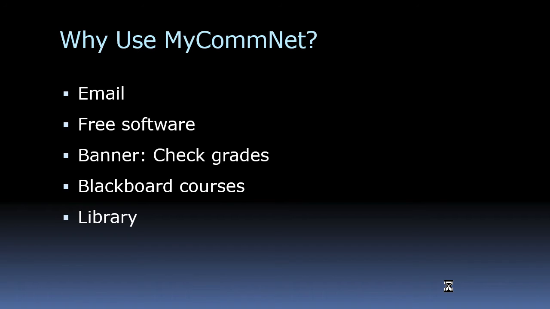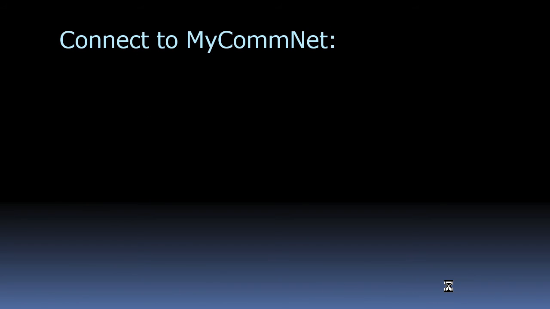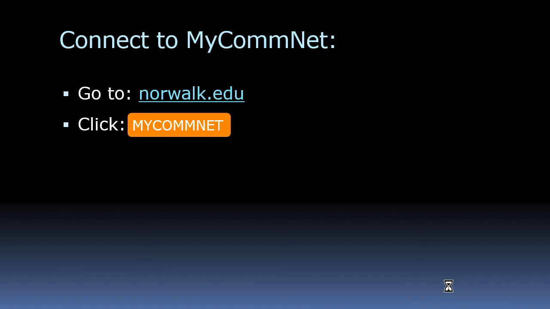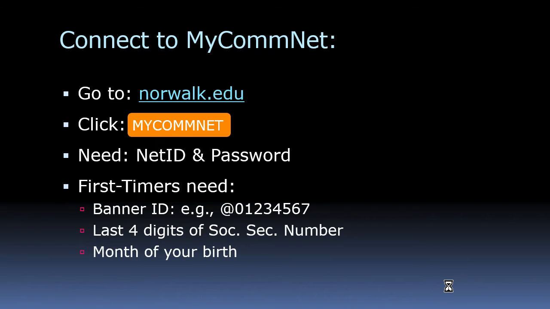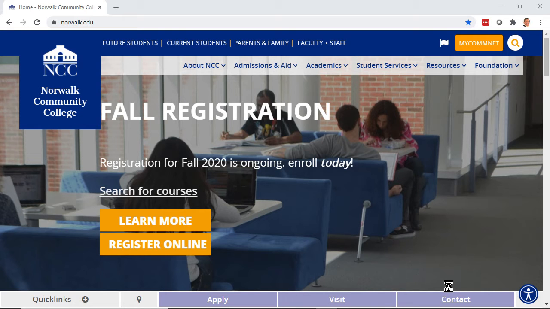Another, perhaps more important site is the Commnet site that the college has set up. As you can see, there are a couple of really interesting things there: email, free software, Banner for checking your grades, the Blackboard course, and the library. All can be accessed through Commnet. To connect to it, you just go to norwalk.edu and click on the Commnet button. You need your net ID and password, and first timers need this information to set up your account. We talked about that last time, so look in the video from last time for more information. I'm just going to run through it quickly to remind everybody.